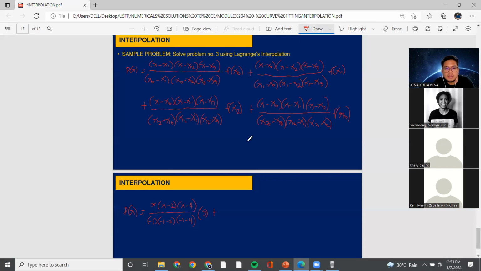So we have x minus x sub o. Pila si x minus x sub o is equal to x minus negative 1, that is x plus 1. Then x minus x sub 2, x minus 2, copy, and x minus 4 over x sub 1 is 0 minus x. So this is 0 plus 1. We have 0 minus 2 and 0 minus 4, no? Times 2. Function of x sub 1 is 2.